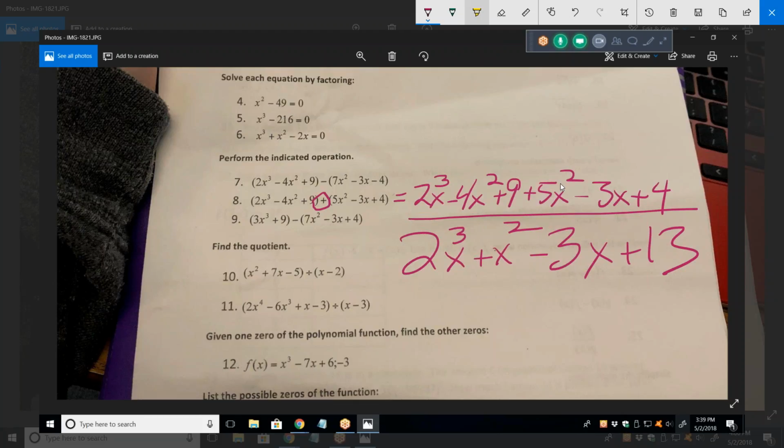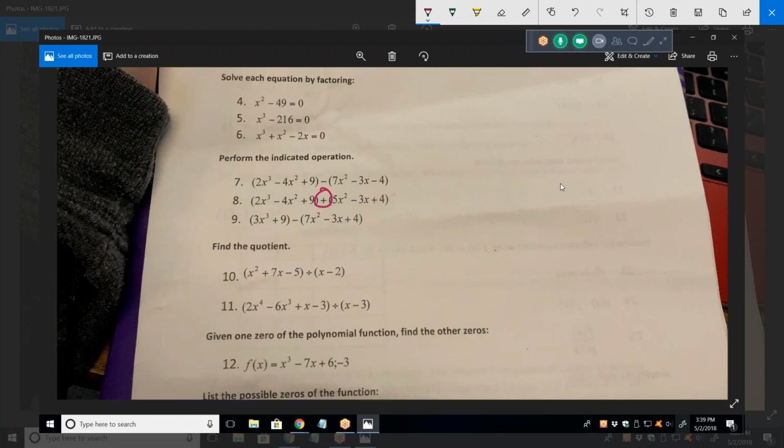So the key to these problems is whether addition or subtraction is going on. Notice that with subtraction, I got a lot of work to do to remove these parentheses. With addition, I don't have any. When I'm adding two polynomials, I can just remove the parentheses and go to work. So number 9, going to be what?